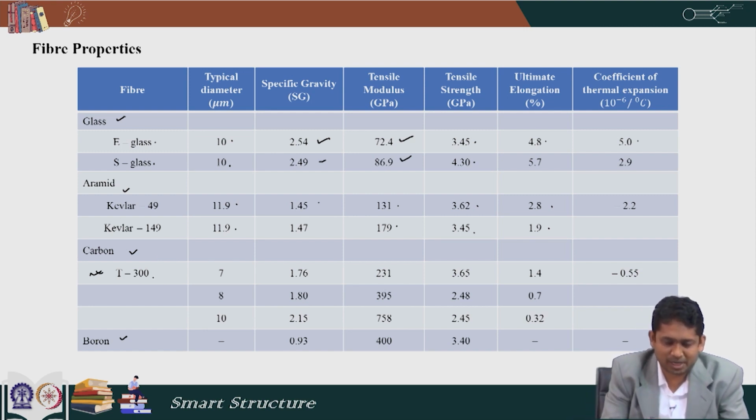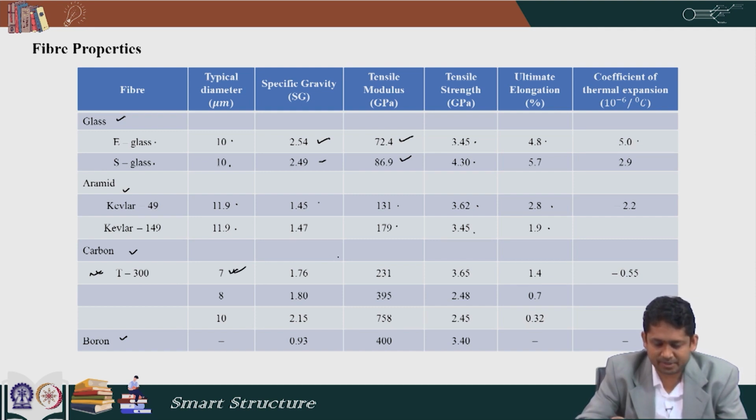So, accordingly the fiber has to be chosen. If we talk about carbon fiber, the diameter is less than the glass or Kevlar fiber. Its specific gravity is comparable with the aramid, and the carbon fiber's tensile modulus is much higher than the glass fiber.